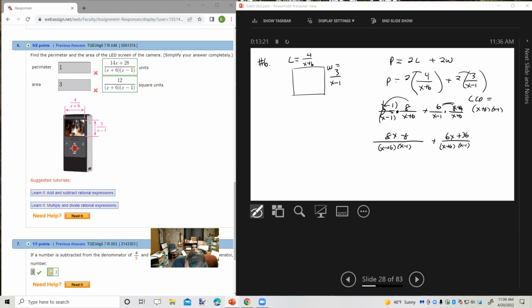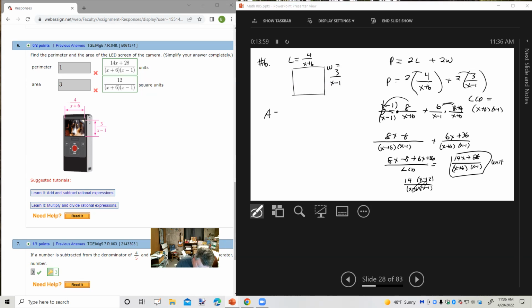I'm going to add their numerators. 8x minus 8 plus 6x plus 36 over the LCD, which is 14x plus 28 over x plus 6 times x minus 1. You could factor a 14 out of the top and you'd get that. However, that doesn't allow you to reduce anything. So I would just go back to that, and that is units. Any questions there?